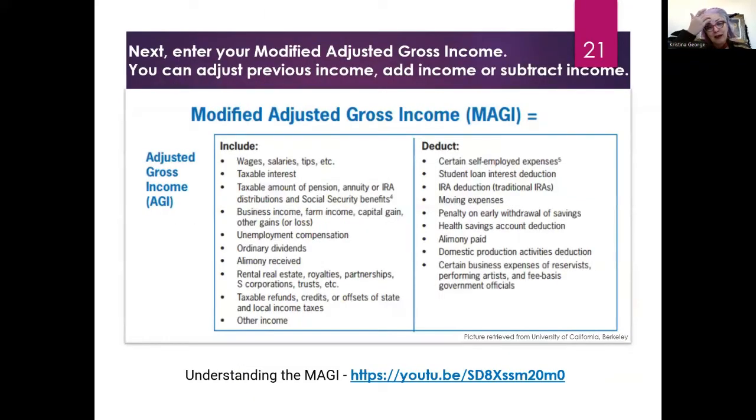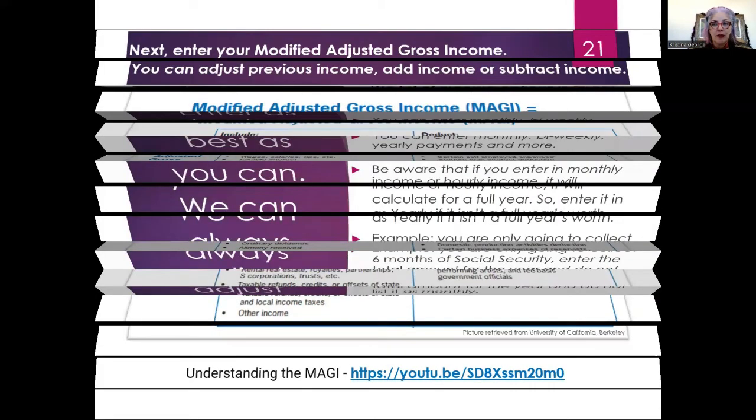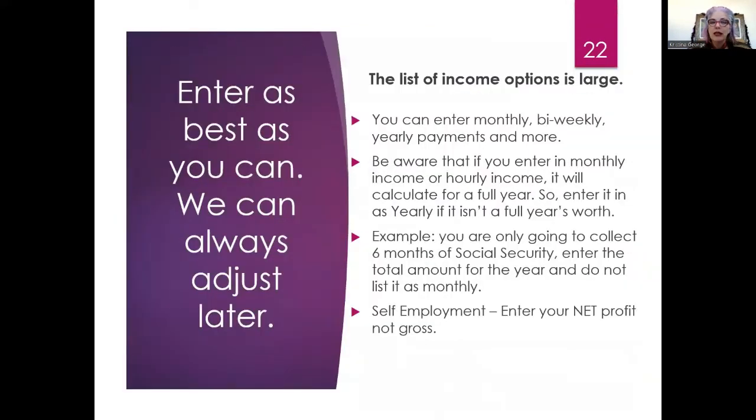Next, you are going to enter your modified adjusted gross income. Now, if you don't know what that is, please check our YouTube channel and other spots called Understanding the MAGI, the modified adjusted gross income. Otherwise, on the next page, you're going to enter it all in. Enter it as best you can, as accurately as you can. The list of income options is actually quite large. They let you enter the dollar amount monthly, biweekly, yearly payments, and more. But remember, if you don't just stick in yearly and you break it up monthly or biweekly, the system is going to calculate an entire year.